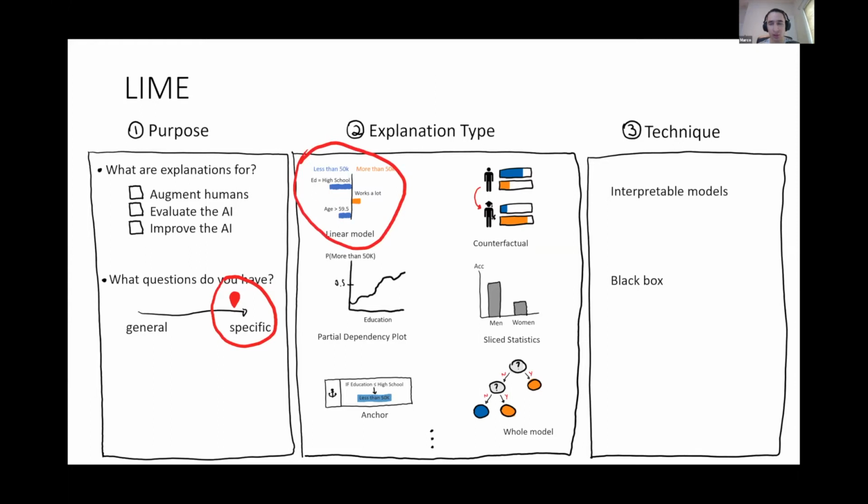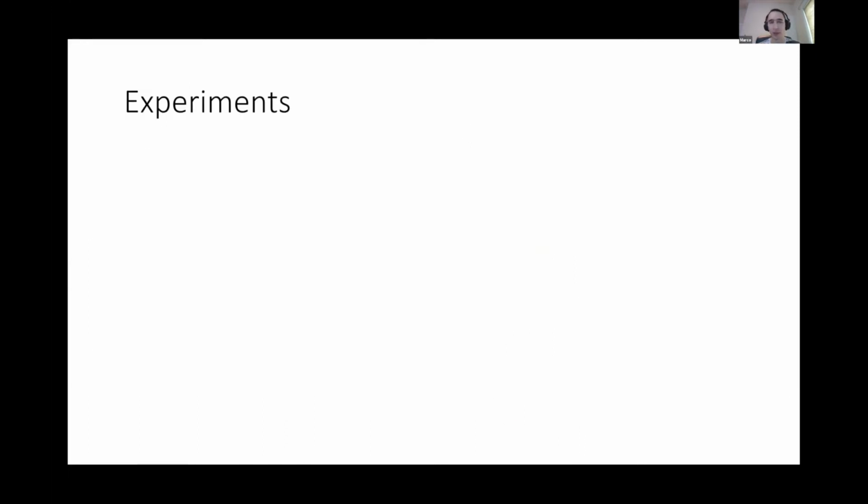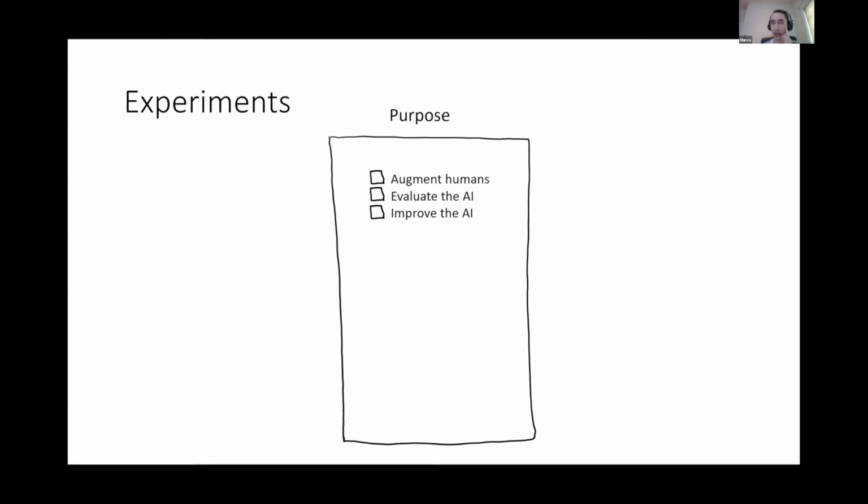So LIME is specific questions. It's a local linear model, and it's a black box technique. So that's how you think about it in terms of this cheat sheet. Purpose really comes in when you think about evaluation. So if we're doing experiments, the first thing you should ask about is, what is the purpose? What are you trying to do?